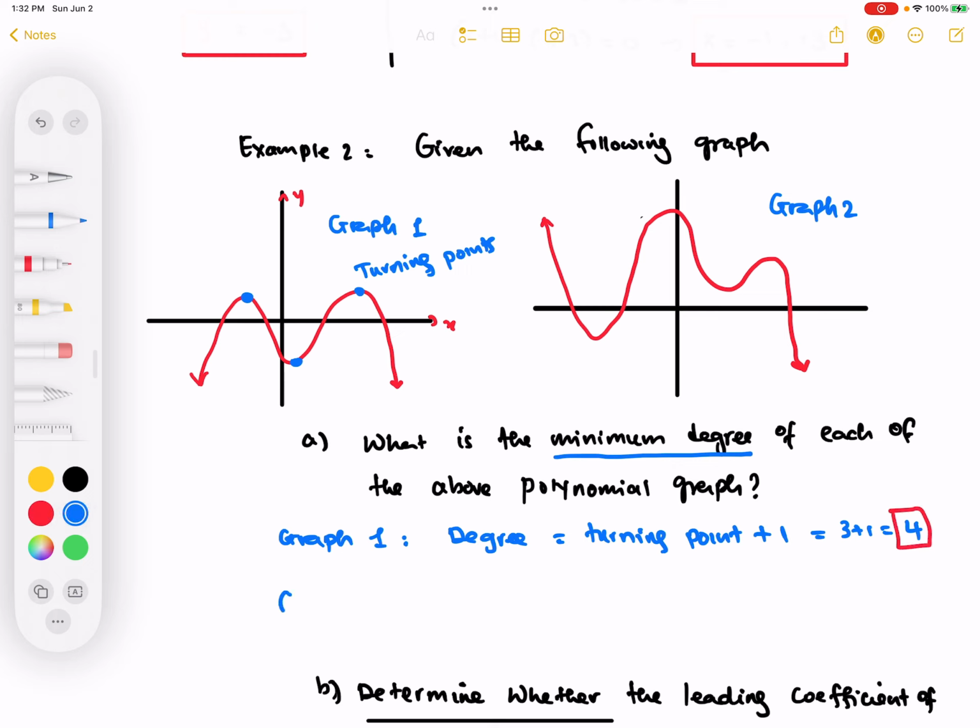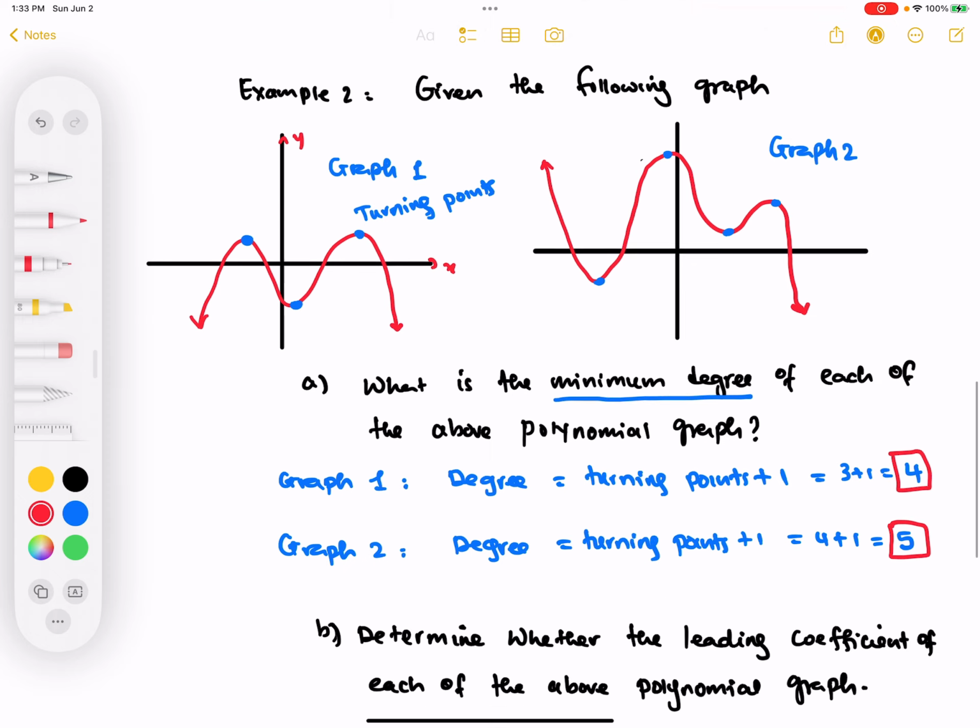For graph 2, similarly, degree is equal to turning points plus 1. Now, the turning points are 1, 2, 3, 4. So this becomes 4 plus 1, which is 5. So remember, the degree of a polynomial is turning points plus 1.